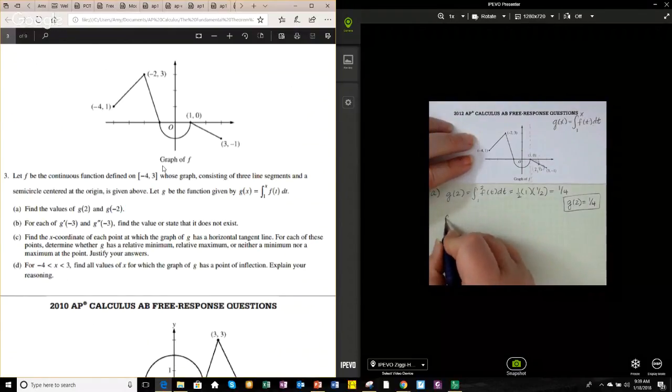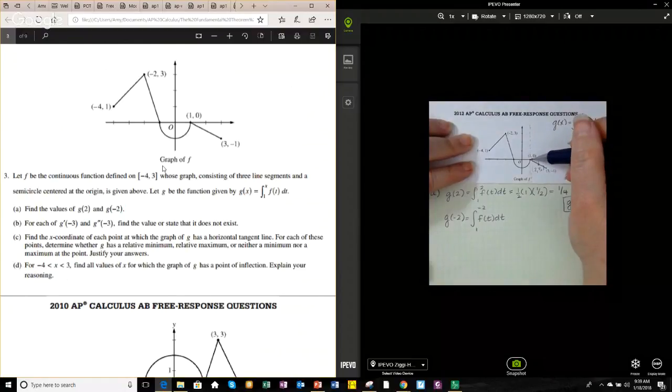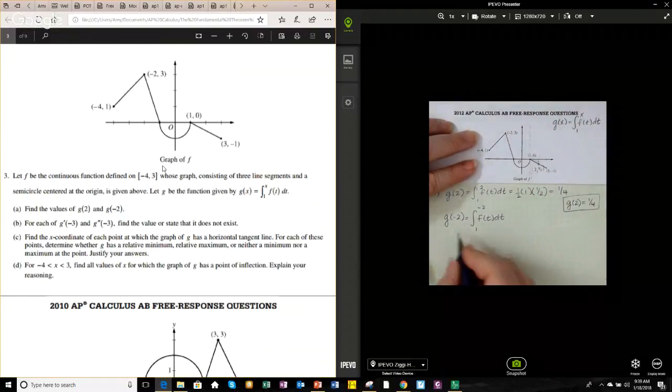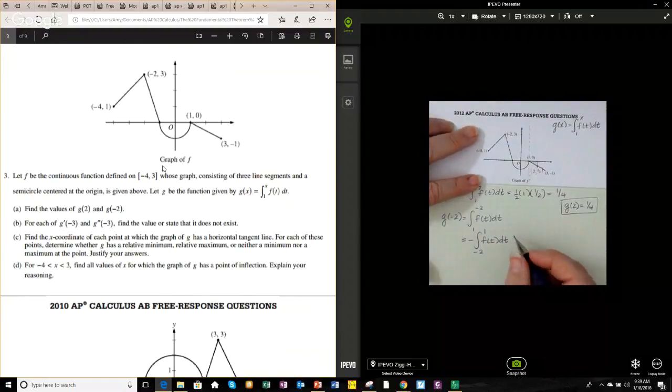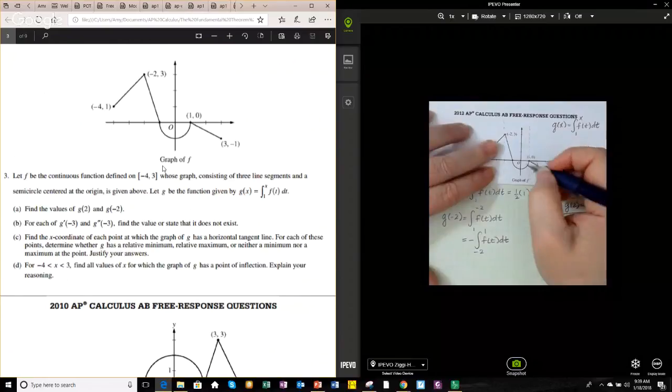Now they want g of negative 2. Well, that's just the integral from 1 to negative 2 of f of t dt. Now let's think about this. This is the integral starting at 1, going to negative 2 over here. 1 to negative 2. So that's going backwards. So I'm going to say that this is equal to the negative integral from negative 2 to 1, using my properties of integrals. And now I'm going to start computing area. I'm going to start here at negative 2, and I'm going to go forward to 1.